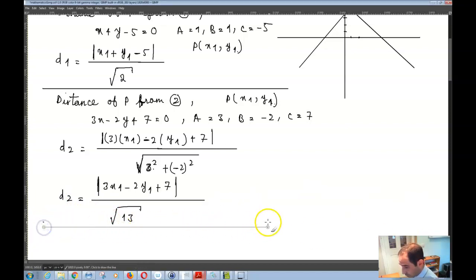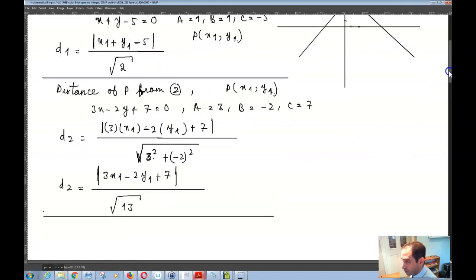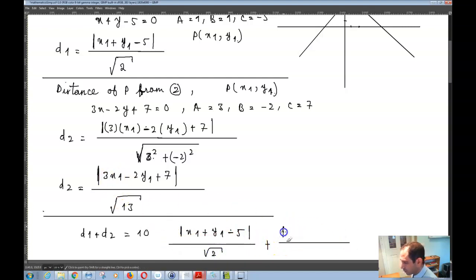So now what we have over here, I know that basically this distance plus this distance is always equal to 10. Since d1 plus d2 is always equal to 10 units, then you can say that the absolute value of x1 plus y1 minus 5 over the square root of 2 plus the absolute value of 3 times x1 minus 2 times y1 plus 7 over the square root of 13 is equal to 10.